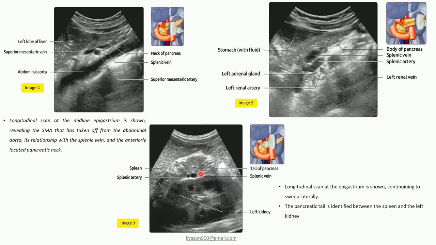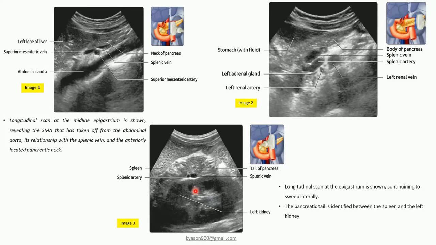Okay. Then also you can see your vessels that are associated with the pancreas. They can also be seen along the tail. Our vein, remember, is larger than the artery, so that's how you can differentiate them. Then behind here, the whole of this is the left kidney.